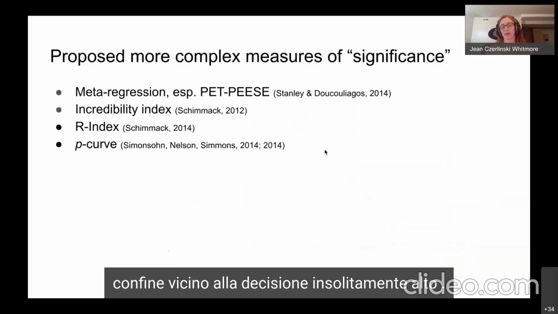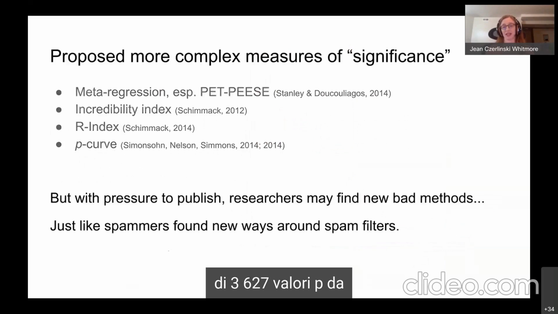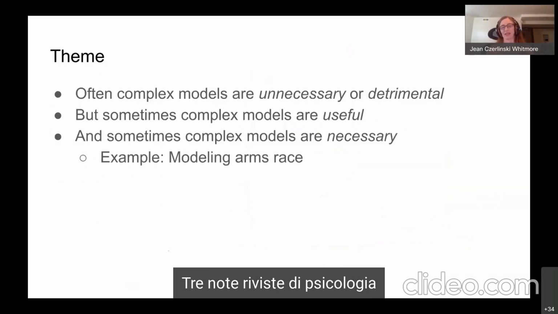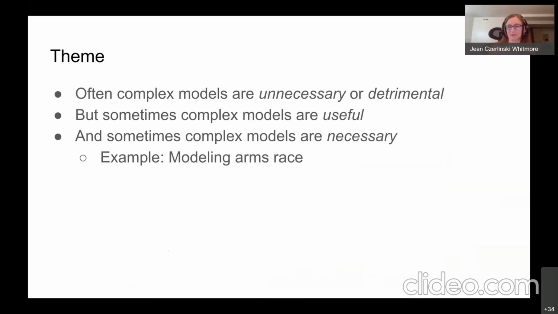We could replace p-values with a more complex measure. That has its downsides too, but it's basically similar to the arms race with spammers. So that's my theme. Usually you don't need complex models, but there can be cases you get in this arms race where you have to keep up and keep ahead. Thanks. I'm done.